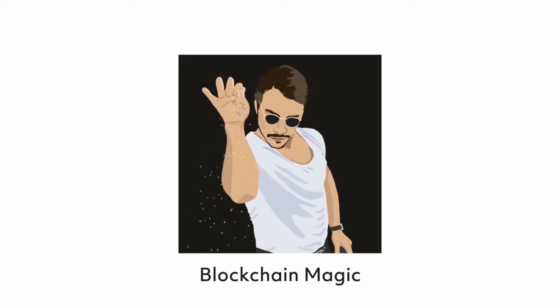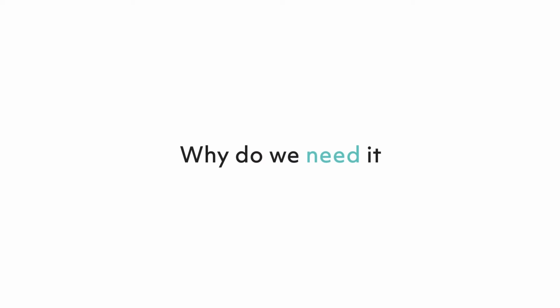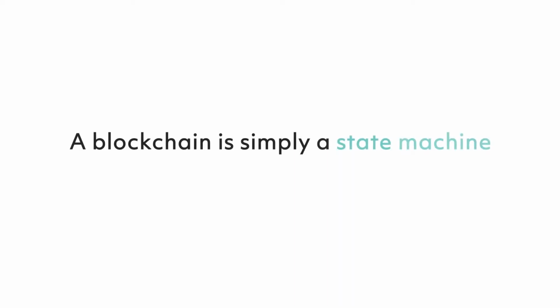Which quickly brings us to the next set of questions. What exactly is a blockchain? What problems does it solve? And why do we need it and not some other technology? Well, a blockchain is simply a state machine, or to put it in other words, a system for managing transitions of states.